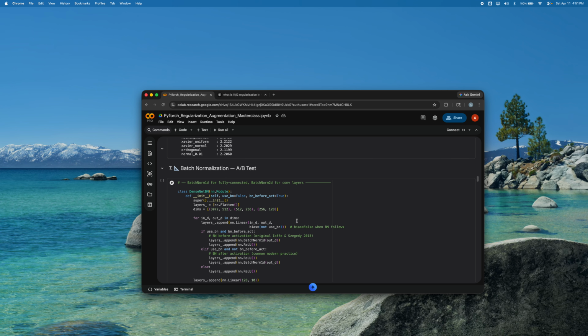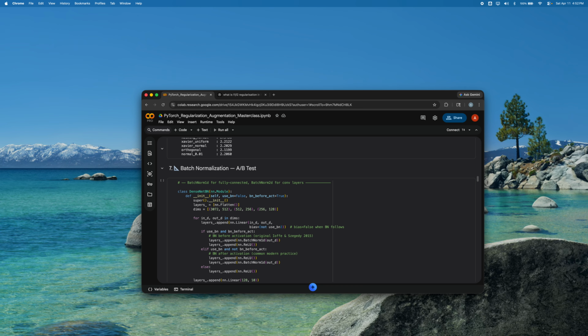Then we have batch normalization. The problem it solves is, as the data flows through layers of deep neural networks, the distribution of activations can shift drastically. So later layers have to constantly adapt to the shifting input distribution, slowing training.